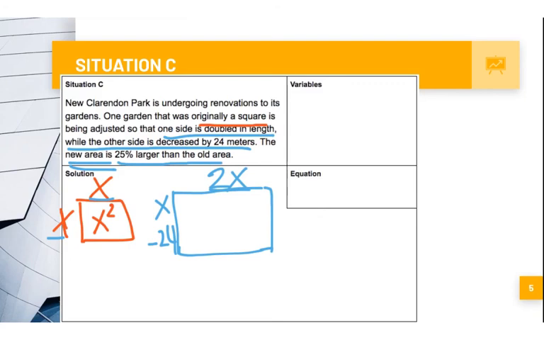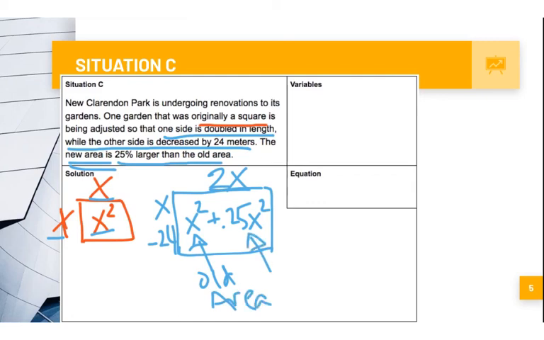All right. So the new area is 25% larger than the old area. So if the old area was X squared, I've got to add 25% of that. So if you are taking 25% of any term, you take the decimal value, 0.25, and multiply it by that original value. Okay, so the new area is not just the old area, but the old area plus 25% of the old area.